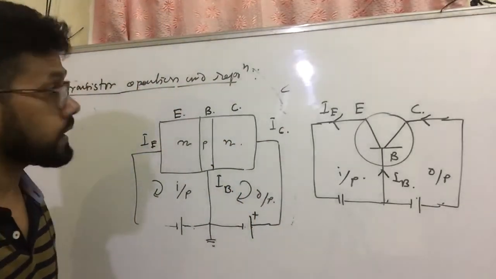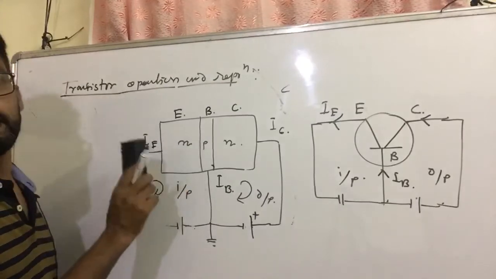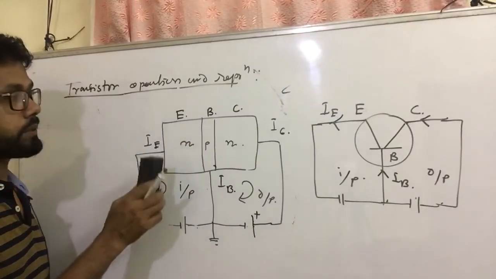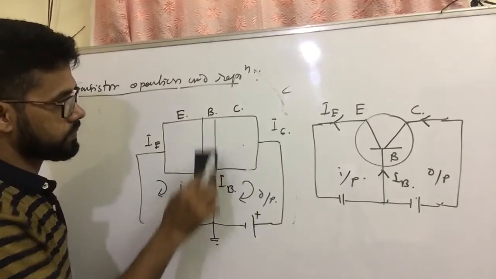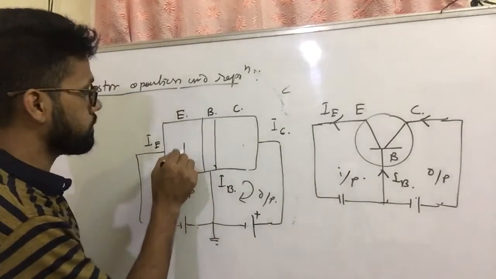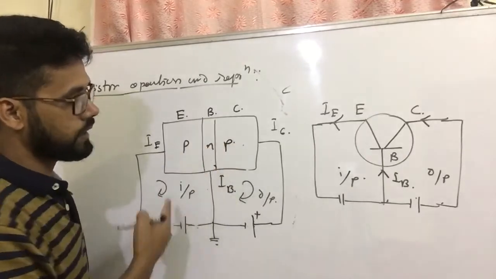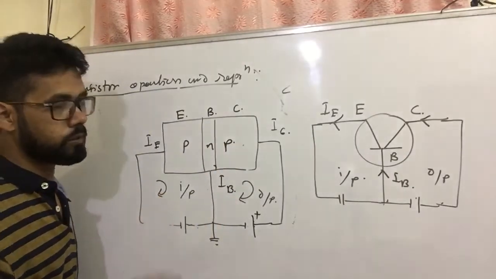This is how you have to represent it. I'm telling you only the representation of the transistor right now. Suppose I am now writing PNP, and changing the direction. Okay, what will be the direction?